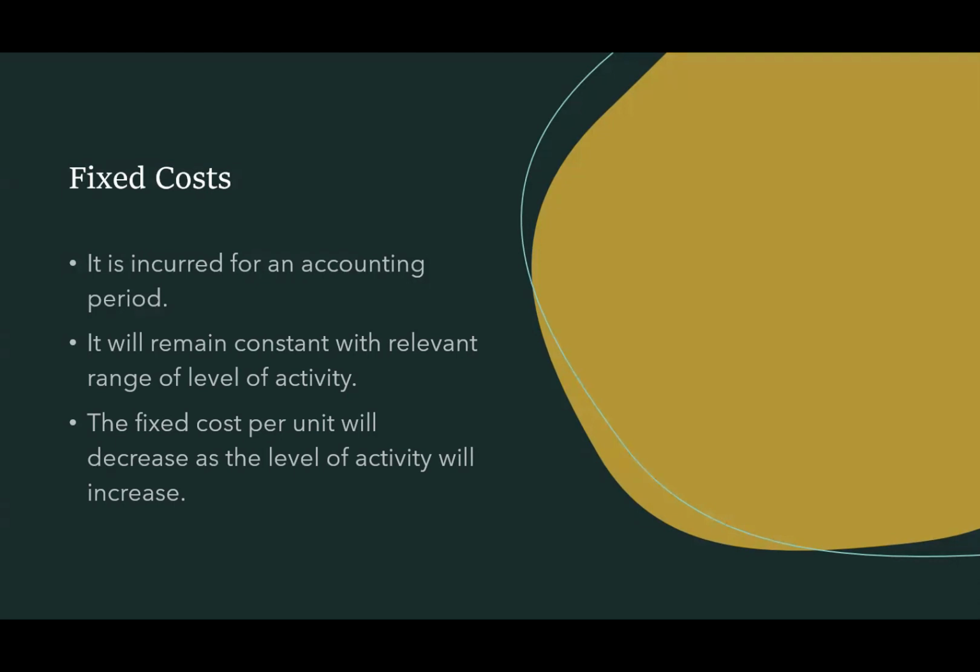Now the fixed cost per unit will decrease as the level of activity increases. So the more units you make, the fixed cost per unit will keep on decreasing. In total, it will remain the same. But per unit, the more units you make, the fixed cost per unit will decrease. Like I gave you an example, the rent of the factory or the head office or management salaries, they all remain fixed costs no matter what the production level is.